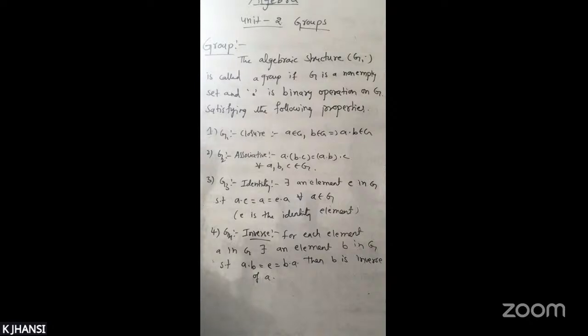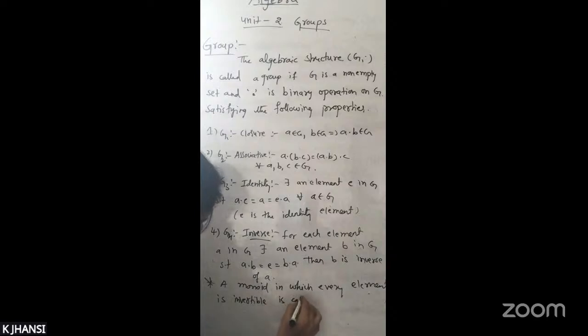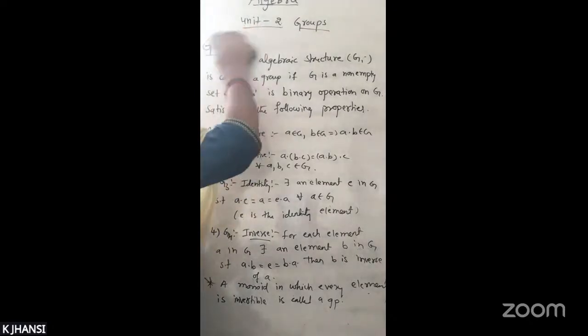Okay. Or in shortcut, we can tell that a monoid in which every element is invertible is called a group. Okay, that means monoid means we have the associative property and identity property. With respect to addition, associative and identity, if it is satisfying even inverse property, then we call it as a group. Okay. So now you can take the example of what are groups.